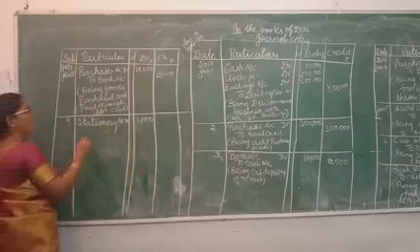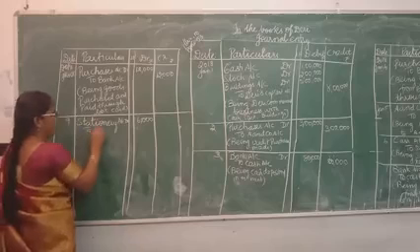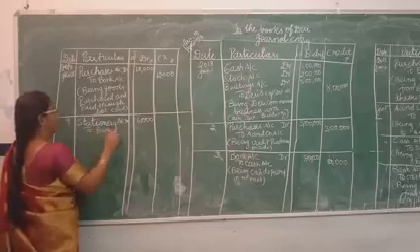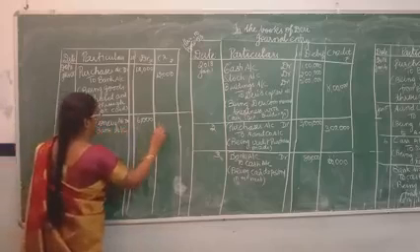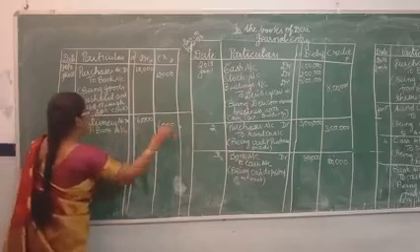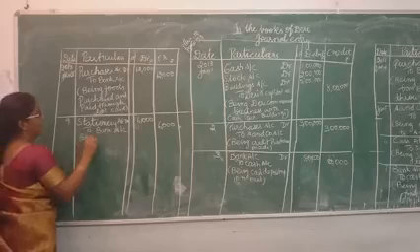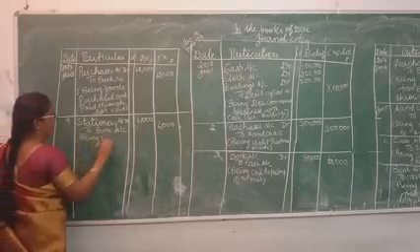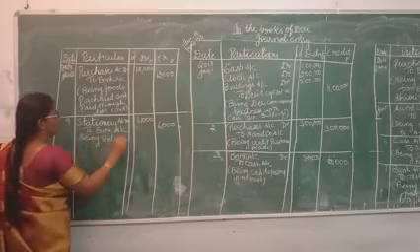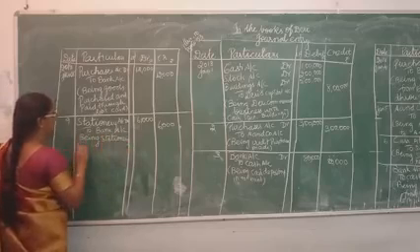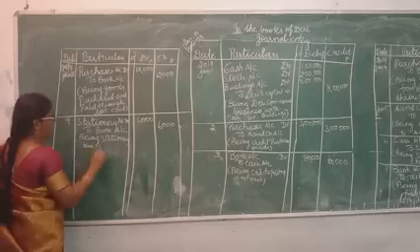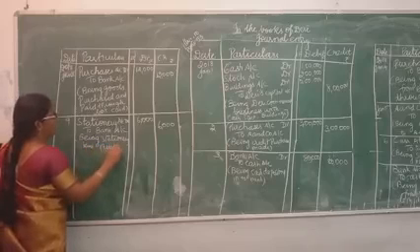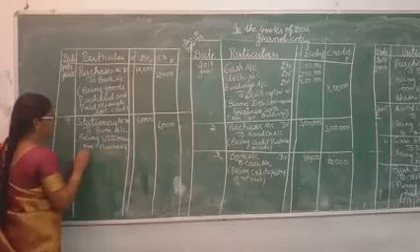So credit the giver. Who is giving? Bank is giving the money, 6,000. Being stationery items purchased through debit card.